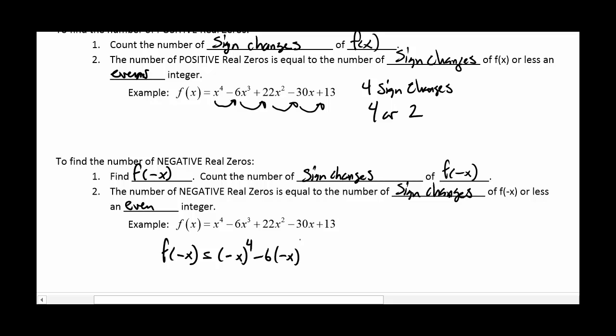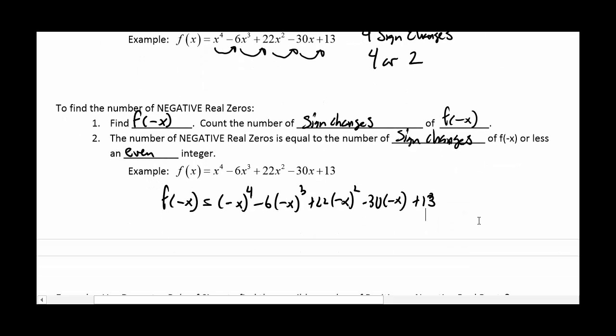So I'll kind of do this, replace this. Squared minus 30 times negative x plus 13. Okay, now some of that we can simplify down. So f of negative x, if you take a negative to the fourth, you get x to the fourth. That negative x cubed becomes a negative, so a negative times a negative is positive, so plus 6x cubed.